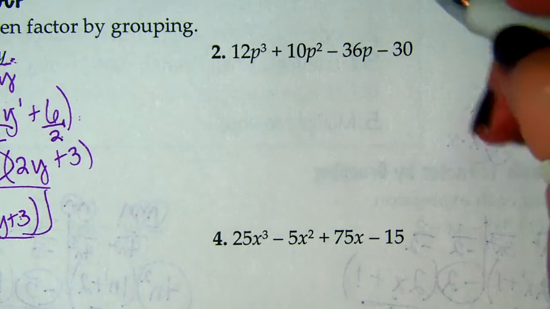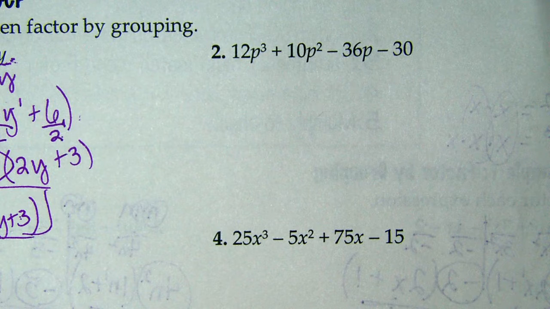Number 2, so first thing, we're looking for a number in common that's in every single term here. So 12, 10, 36, and 30. Trying to think of a number that goes into all of them. 2 for sure does, because they're all even.